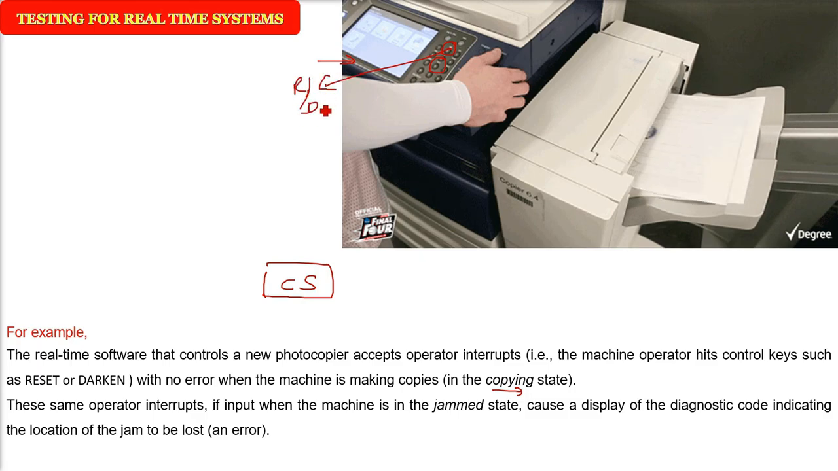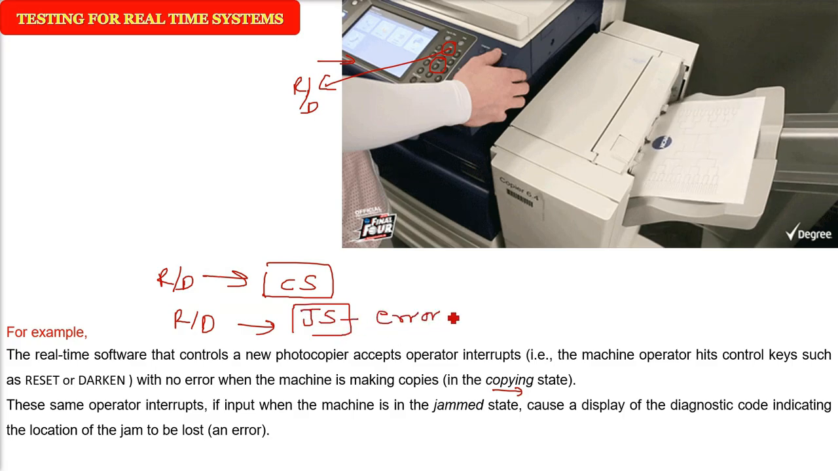The paper is inside, it is jammed. Now it can give you some other result, or it can give you some diagnostic code. Where is the jam? What is the location of the jam, cause of the jam? That is the error. Okay. So copying state, things can go fine. But what about the jam state? There can be some code like error 003. I'm taking just an example.